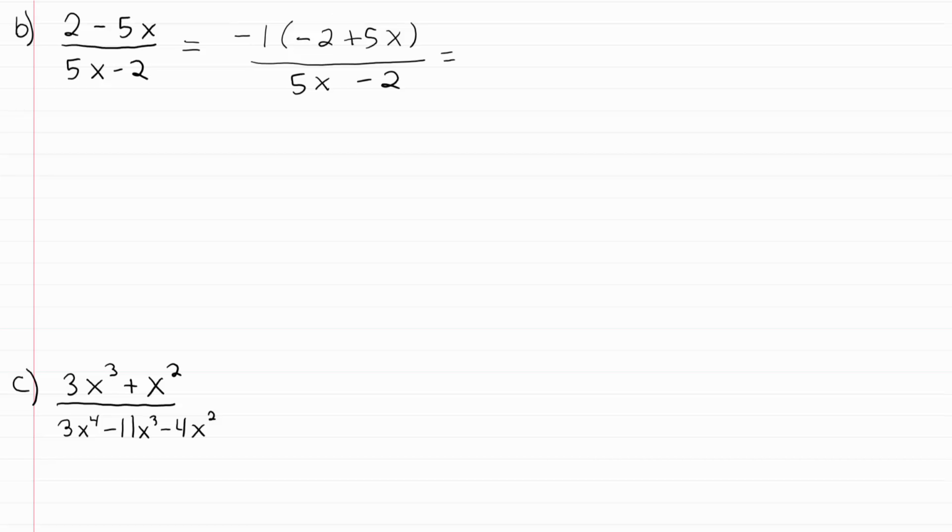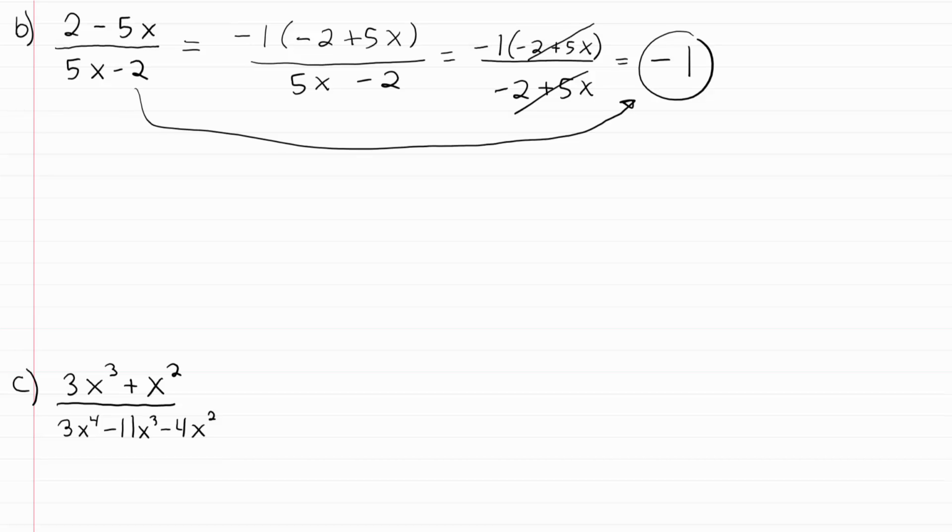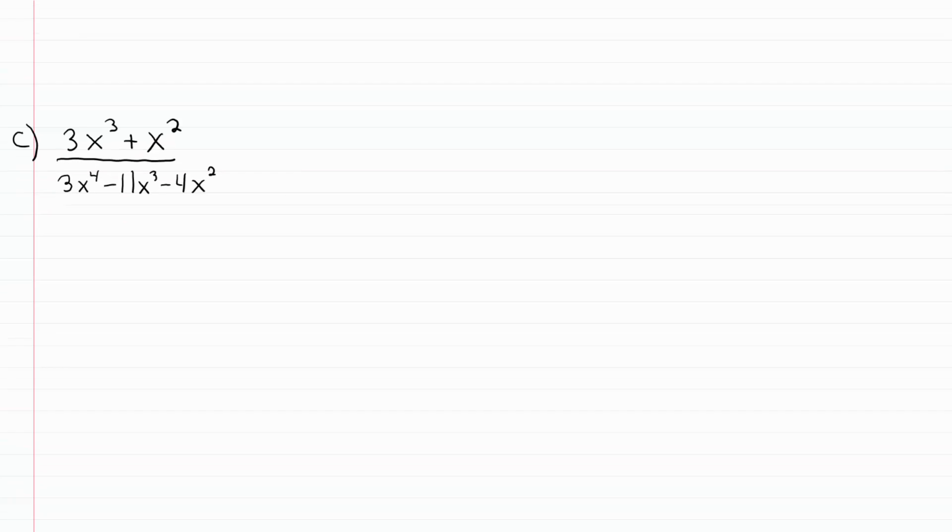And the next thing I wanted to show is if you rewrite the terms in the denominator, so that the negative 2 is first and the plus 5x comes second, you can then clearly see that the top of the fraction and the bottom of the fraction are identical, except for that negative 1 that's sitting out in front. So when you divide these two binomials, you end up with negative 1 as your result. Okay, let's do our last example, example C.